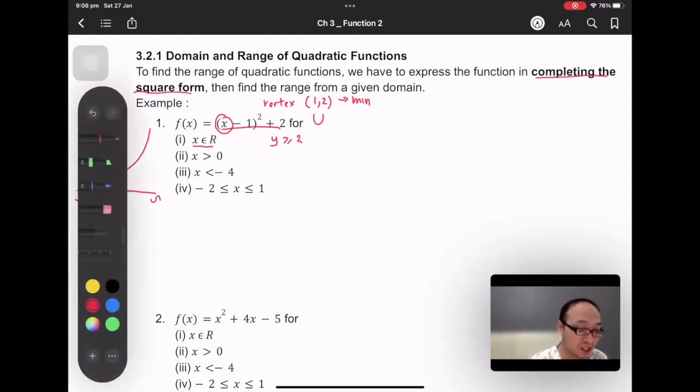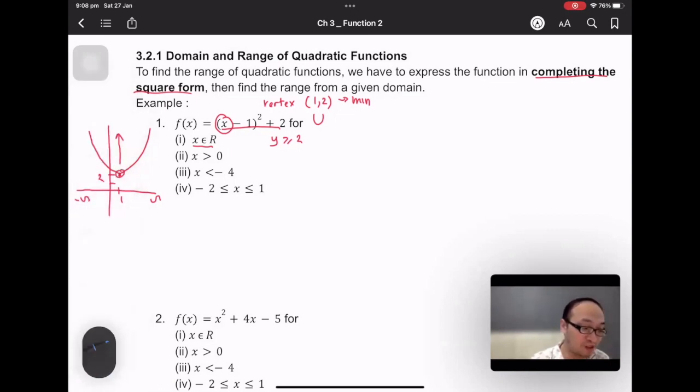And for part II, I use blue now. x greater than 0. So we need to find the value of f(0). If you put 0 into the function, 0 minus 1 is 1, plus 2 is 3. So 0 is here, exclusive, so it's an empty dot. This is 3. x greater than 0 means the domain is from 0 to the right.